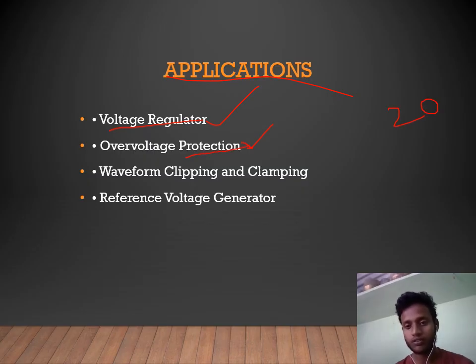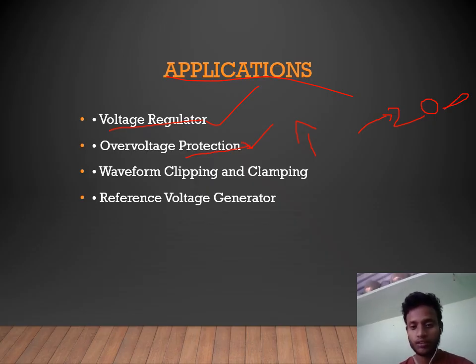If the voltage increases to 30 volts, this component will be destroyed. By using this voltage regulator, we give a constant output of 20 volts to this component. If the input voltage increases to 50 volts, 30 volts, 80 volts, it still gives 20 volts. By this, we can protect the component from over voltage.